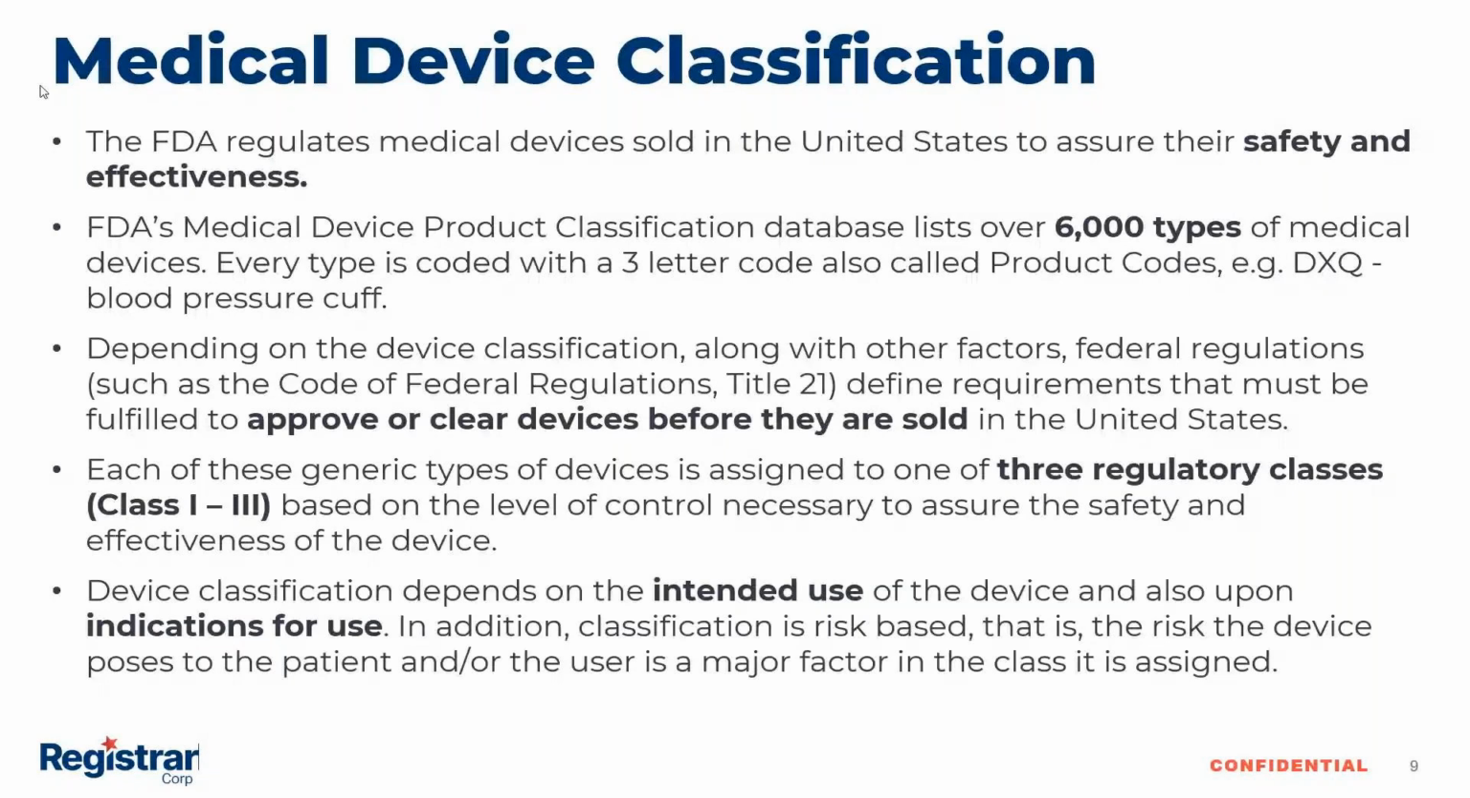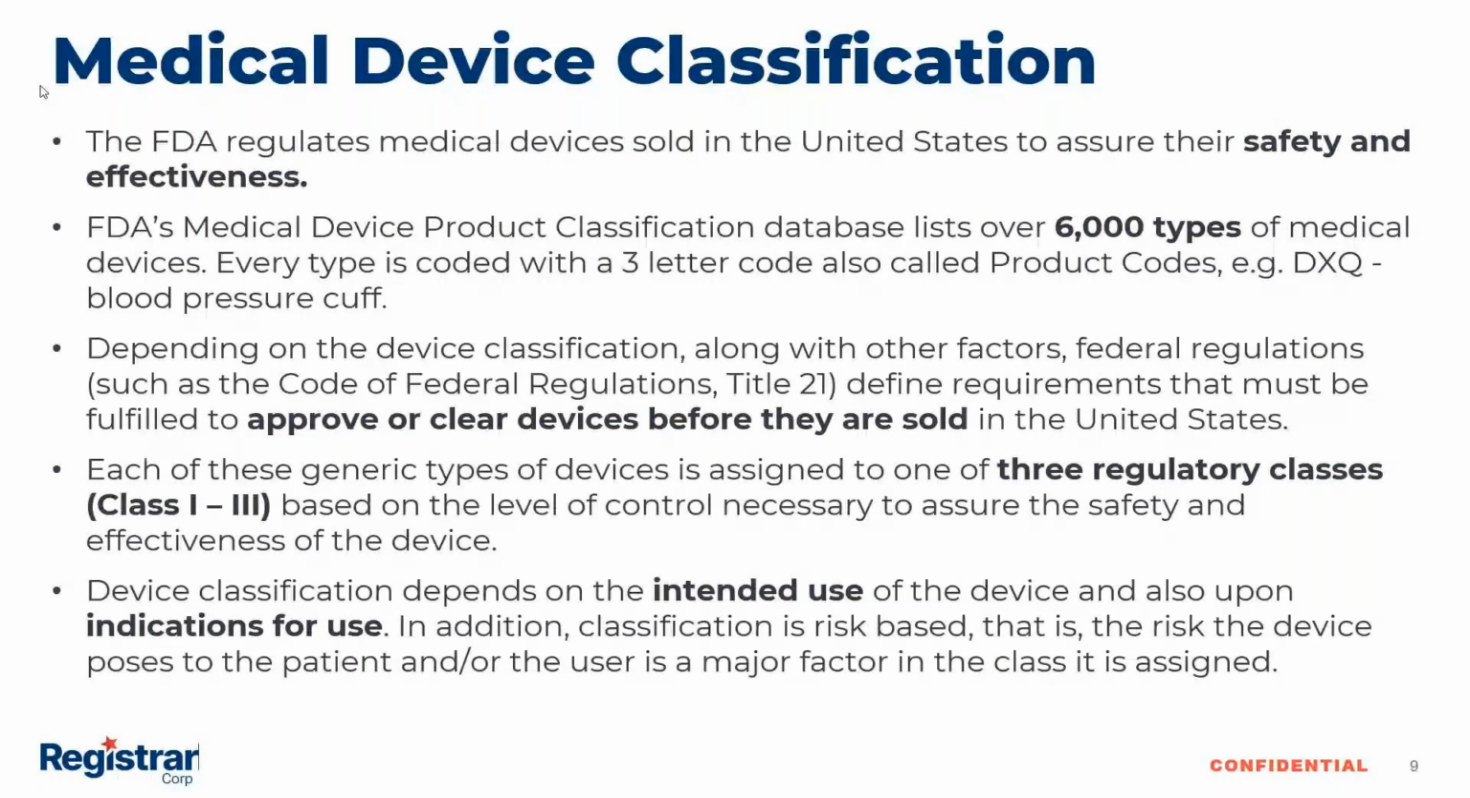There are over 6,000 types of medical devices grouped, and the FDA is using the word product classification. These are defined by a 3-letter code, so it's called a product code. The 3-letter code, as an example, DXQ would define a blood pressure cuff. Also, for example, the sunglasses have a 3-letter code. It would be HQY. Depending on the device classification, along with other factors, federal regulations such as the Code of Federal Regulations Title 21 define requirements that must be fulfilled to approve or clear a device before you can sell that in the United States.